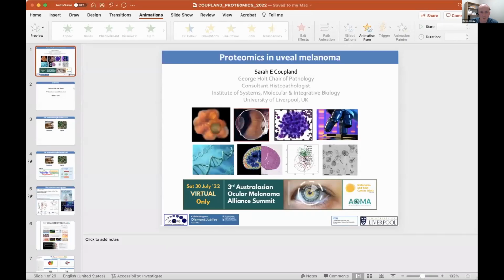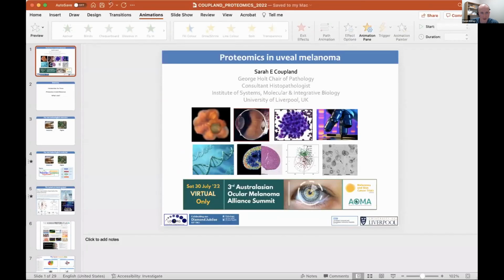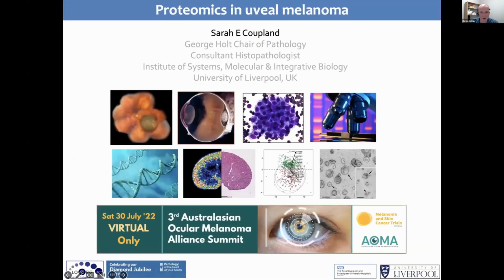So our next speaker is Professor Sarah Coupland, and she'll be talking about proteomics in uveal melanoma. Professor Coupland is a senior consultant histopathologist at the University of Liverpool Foundation Hospital Trusts, and she's an expert in ophthalmic or ocular pathology, and also hematopathology and molecular and digital pathology and biobanking. She established the Liverpool Ocular Oncology Research Group in 2006, a multidisciplinary team focusing on ocular melanomas, lymphomas, and other tumours.